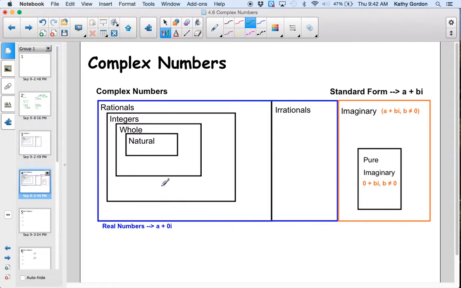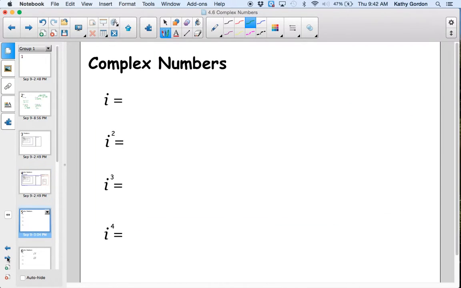So, what does i actually represent? Anybody remember from Algebra 1? Julie? The root negative 1. Good. So it is not a variable. This letter i is not being used to represent something unknown. It is being used to represent something we do know, which is that it's the square root of negative 1.